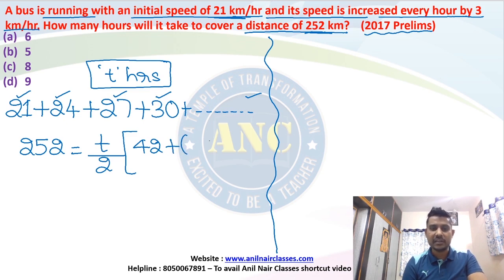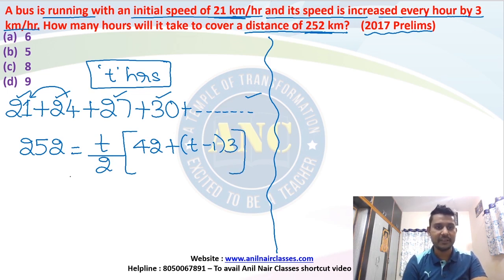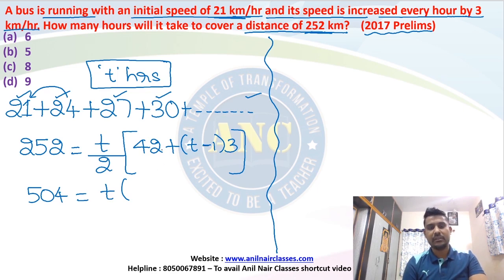N is nothing but t only. It is t minus 1. N minus 1 into d. D is nothing but the common difference. 21 and 24 difference is 3. So if I further simplify this, 252 into 2, which is nothing but 504. 504 is equal to t into, this is 3t minus 3 plus 42, minus 3 plus 42 is minus 39 plus 39, so it is 3t plus 39.